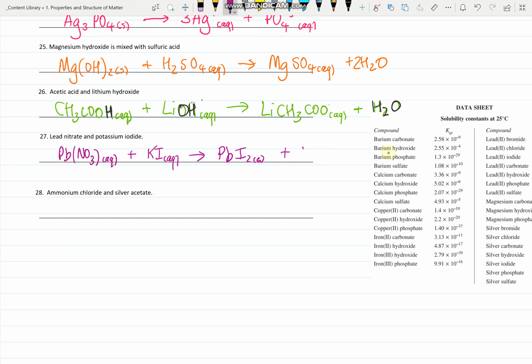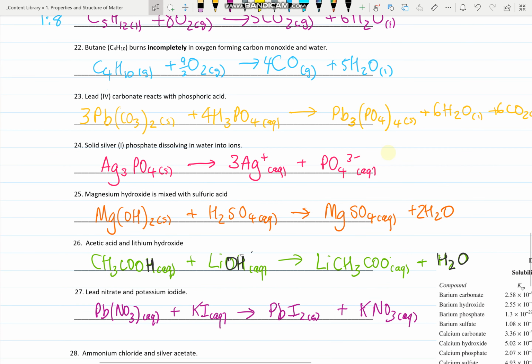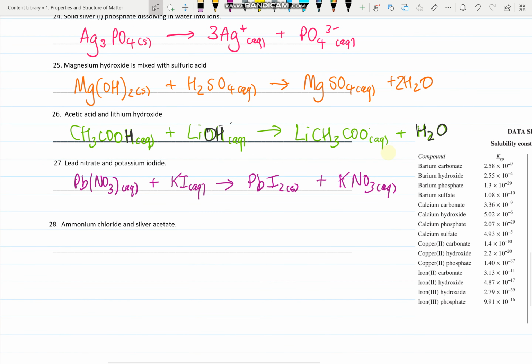What do we have left? Potassium nitrate. 2 reasons why that's soluble. To be really particular, they're not actually reacting, they're just there. So it's actually just K plus floating around and nitrate minus there, but all that kind of stuff gets done a bit later. Last color is light blue, my favorite.